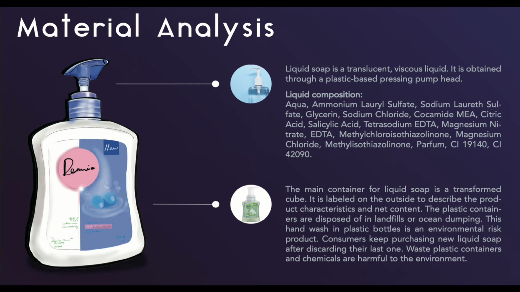Liquid soap is a translucent viscous liquid. It's obtained through a plastic-based press pump. Household liquid soap is about 500 ml, and the cube structure leads to residual liquid in the corners. The main container for liquid soap is a transformed cube. It's labeled on the outside to describe the product information and the net content.